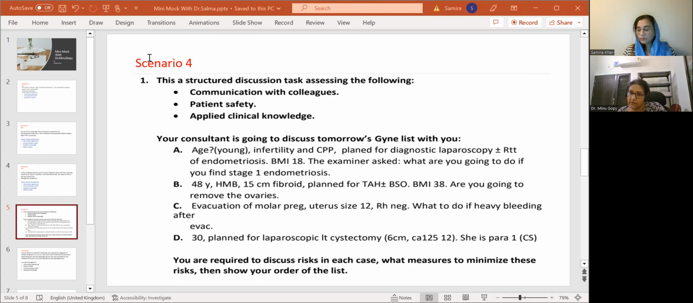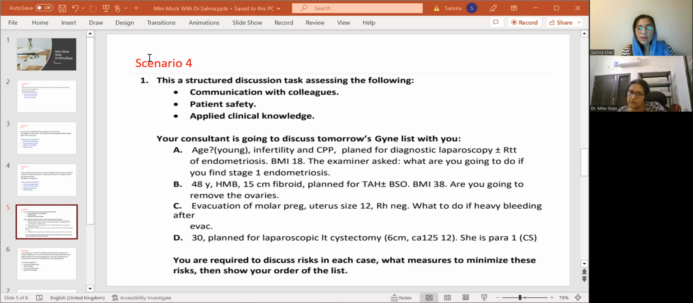But then my priority of the list would be, first I would be posting the molar evacuation, then the diagnostic laparoscopy patient, because she can be discharged the same day or the next day. And third will be the laparoscopic cystectomy, and the fourth will be the total abdominal hysterectomy patient, because she will require inpatient management. So that would be the list.